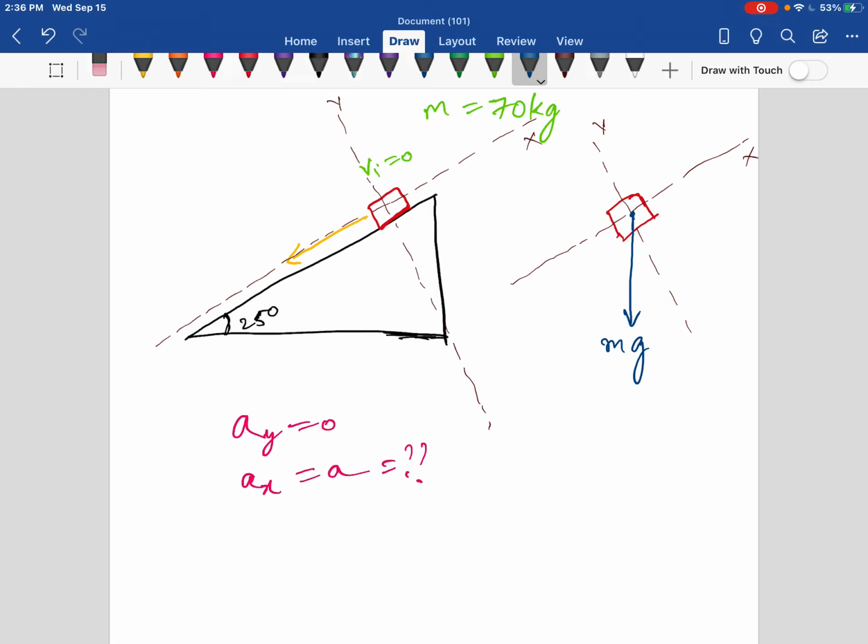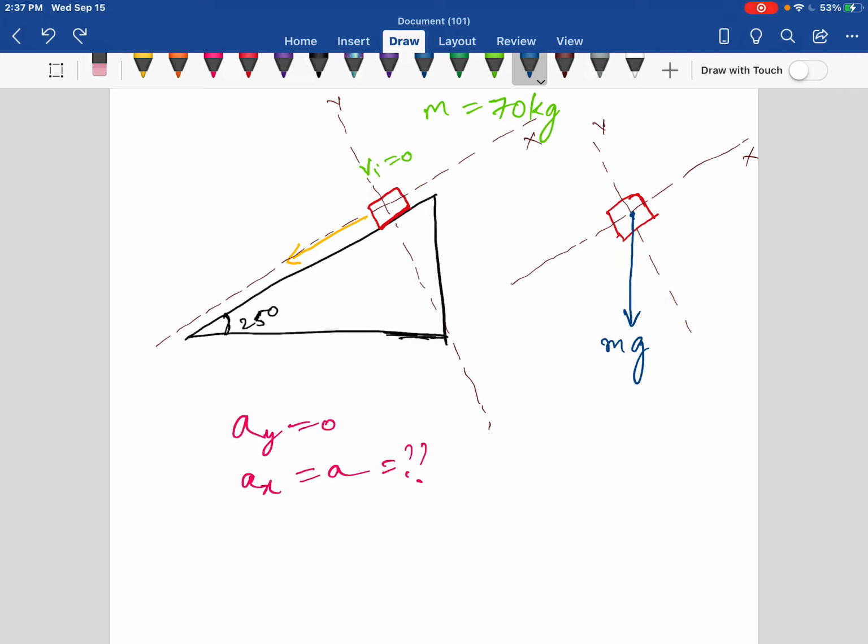The thing to notice over here is that I'm not drawing the force of gravity this way. I'm drawing it exactly vertically downwards. Why? The force of gravity is just vertically downwards. That's it. Even if the object is oriented in a different direction, or going in a different direction, it doesn't matter. The weight of the object or the force of gravity is just mg downwards.